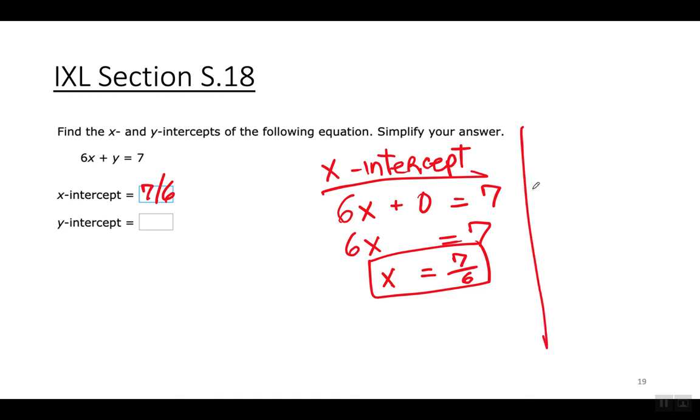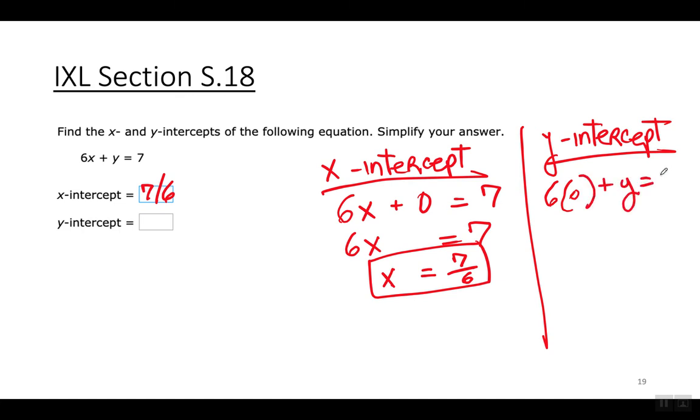And let me do it over here. For the y-intercept, I'm going to make x equal to 0 and solve for y. So just like the previous one, once I do that, the answer is right there in front of me.